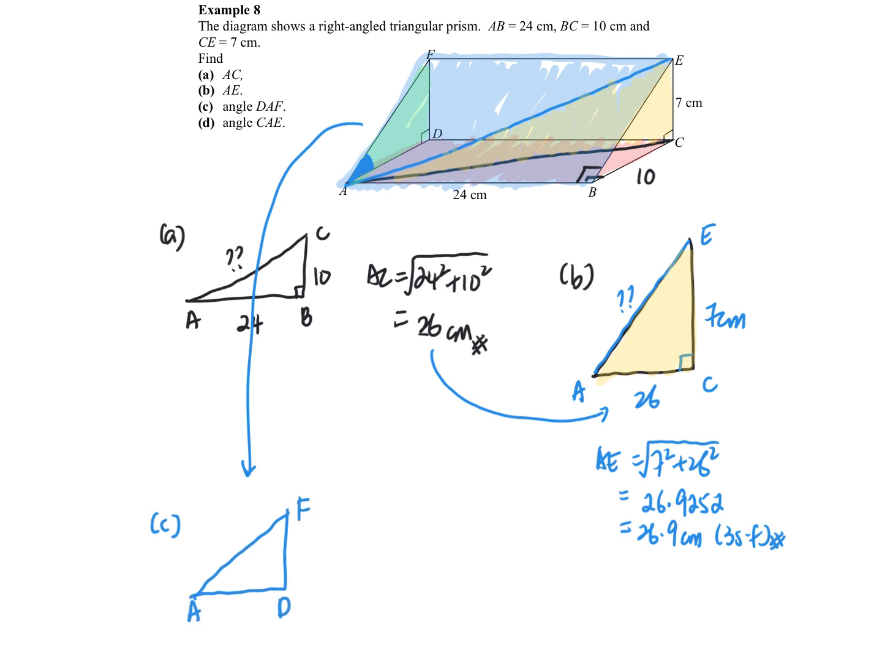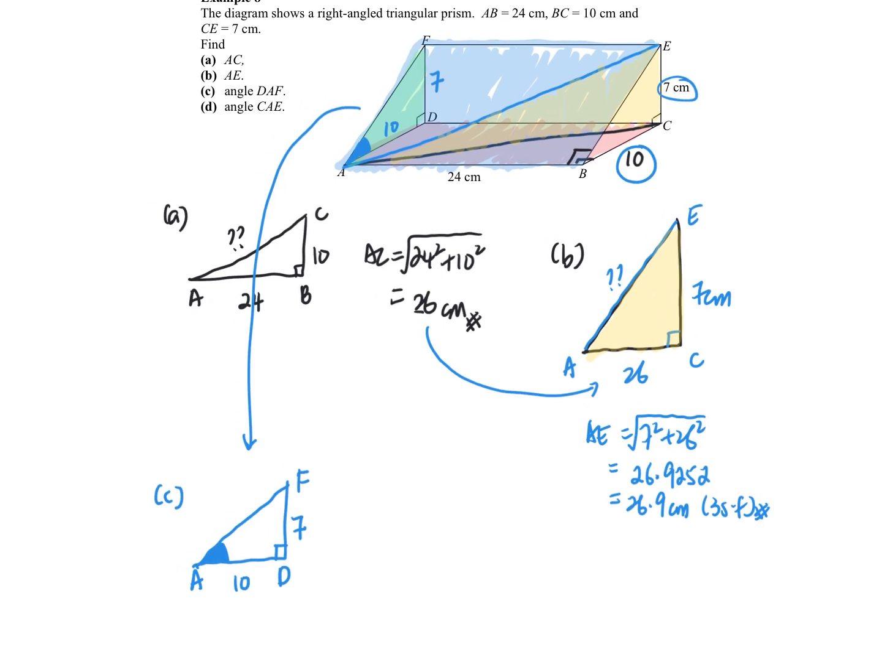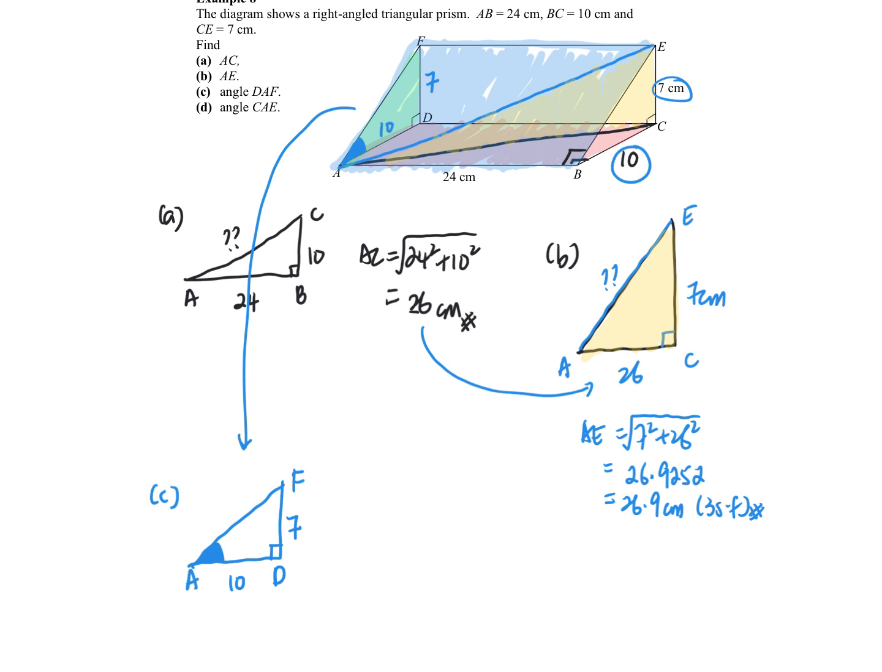Okay, AD I know is 10, opposite sides of rectangle. So AD is 10. DF is the vertical height. It should also be 7 here. So question wants me to find angle DAF. So what can I use here? What can I use?